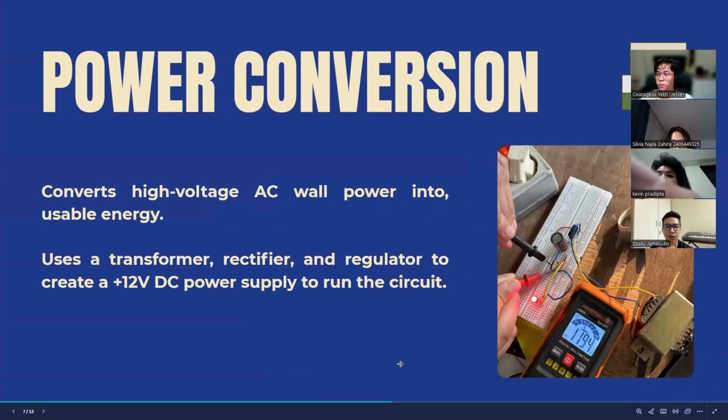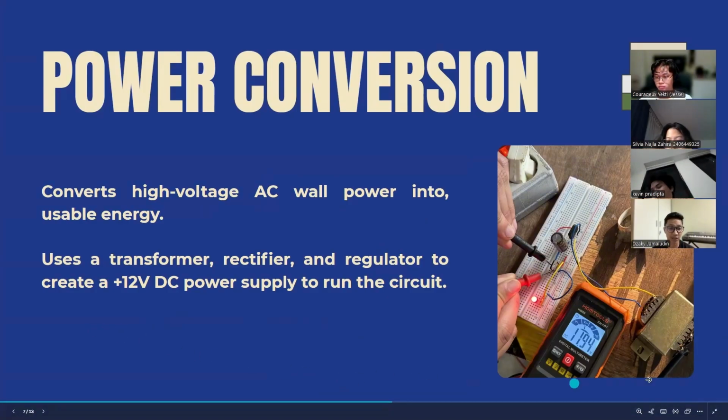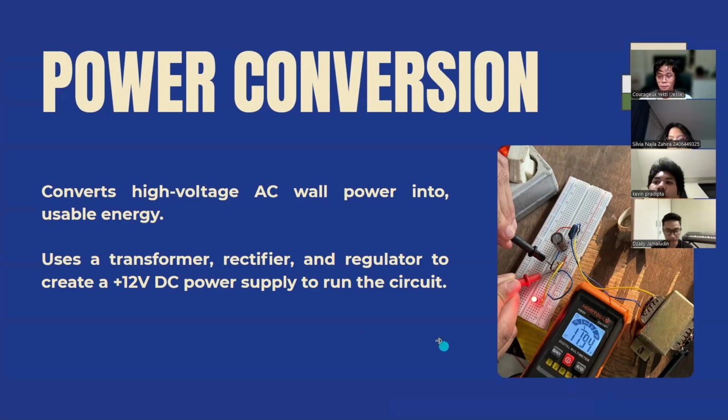So for the power conversion, it converts the high voltage alternating current wall power into usable energy. There are a few components. The first one is a transformer, a step down transformer. The second one is the rectifier bridge diode. The third one is the regulator to create a 12 volt DC power supply, which is to run the circuit, and then the capacitor to make the direct current smoother.